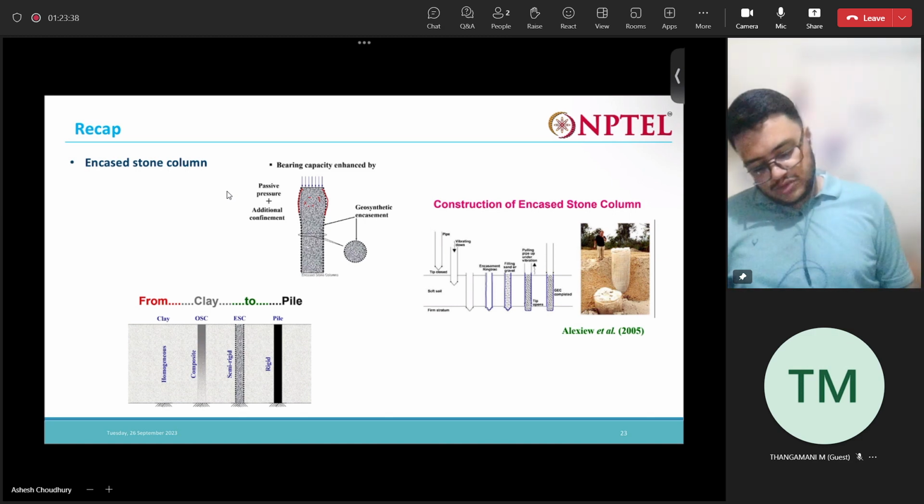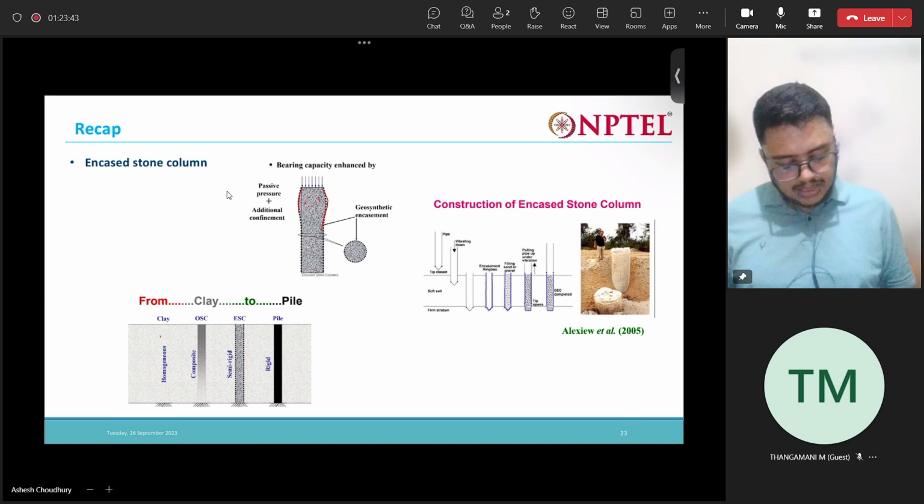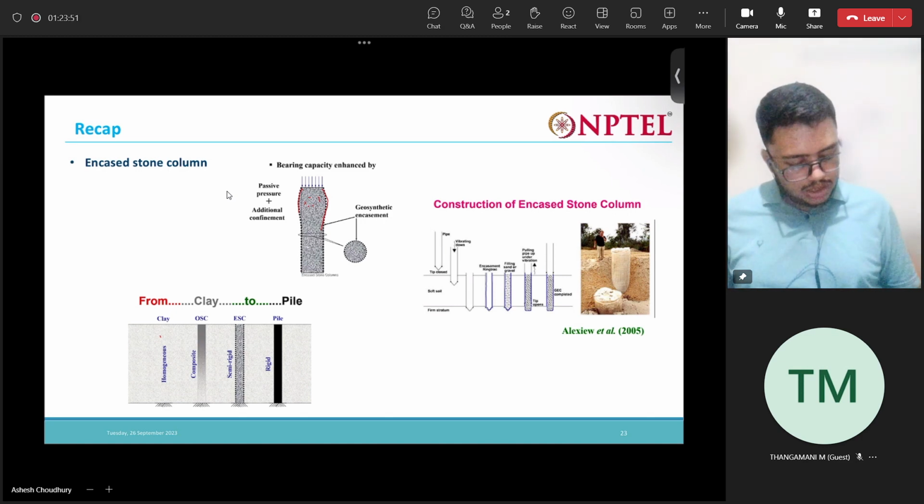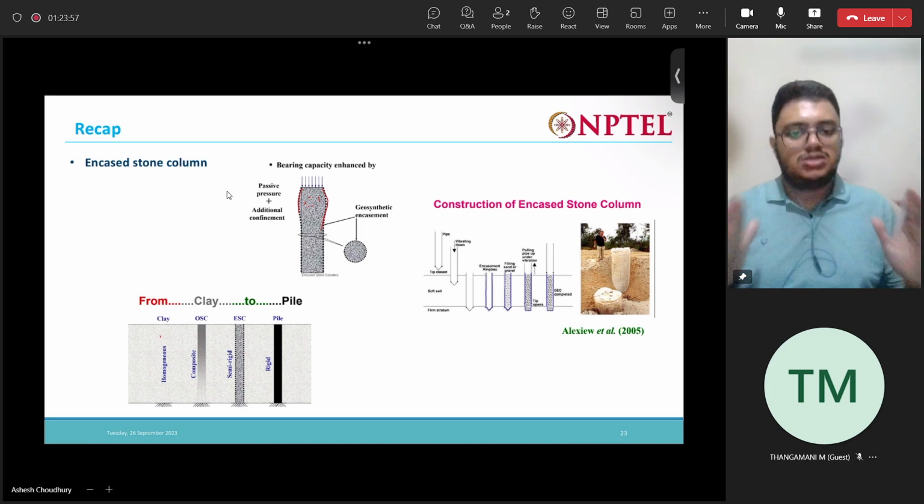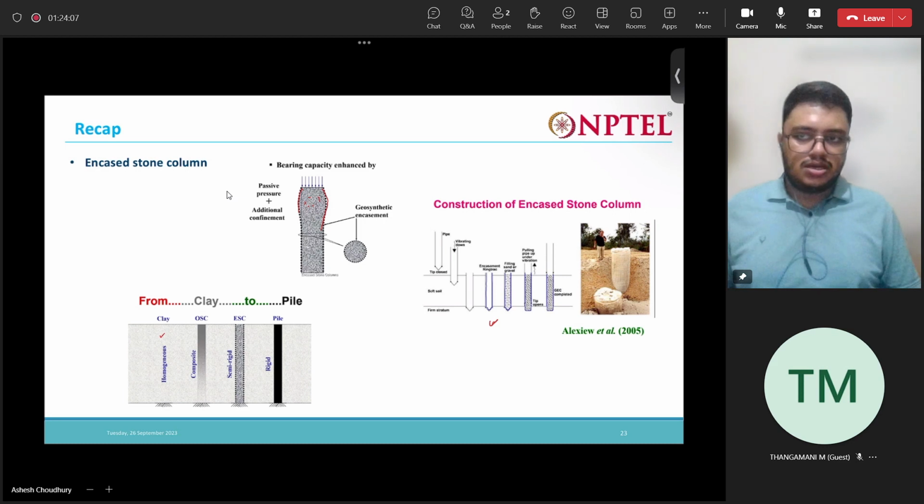All right. So if you see this figure here, first we have the homogeneous clay, then we have the ordinary stone column. Then we have the semi-rigid encased stone column. Then you have the pipe, that is the most rigid. So these are the various solutions. Here a short diagram is shown of how these encased stone columns are generally constructed.